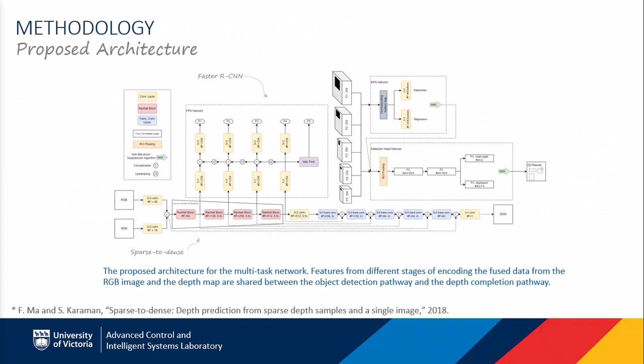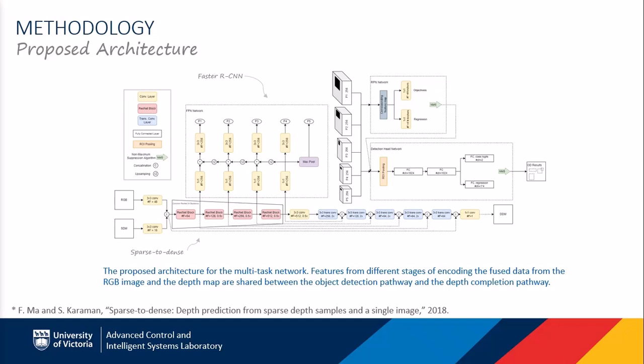Here is the architecture for the network that we proposed. As I mentioned, we used the encoder-decoder architecture developed by the sparse paper. First, the sparse depth map and the RGB image go through separate convolutional layers, and then the feature maps are concatenated and go through several stages of encoding using res blocks. This part is the shared backbone of the network.